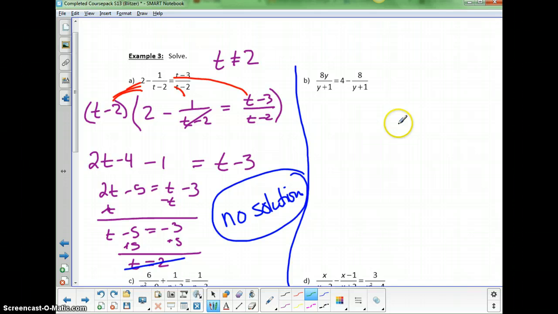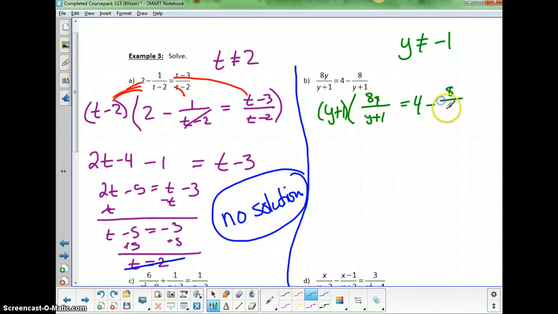Okay. Alright, let's try again with the next one. Y plus 1, the value that would make that undefined is negative 1. So y cannot be negative 1. And let's multiply everything by y plus 1. So y plus 1 times 8y over y plus 1 equals 4 minus 8 over y plus 1.